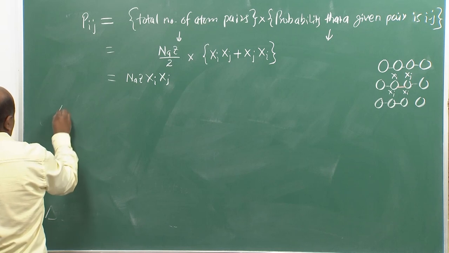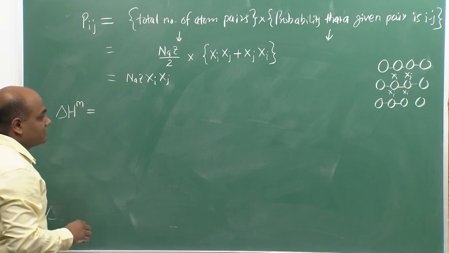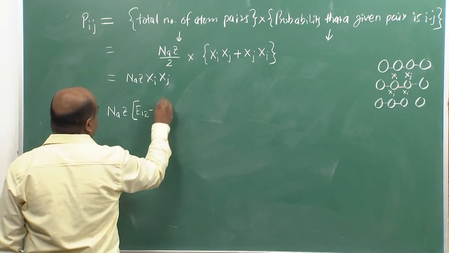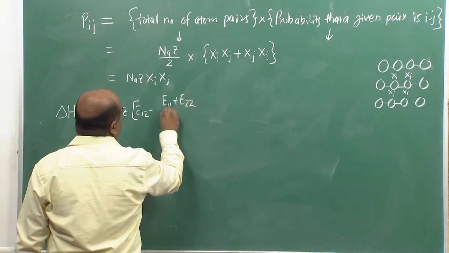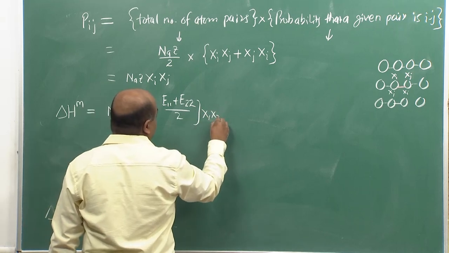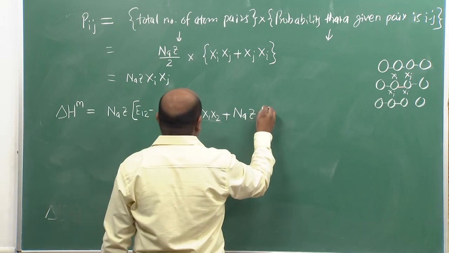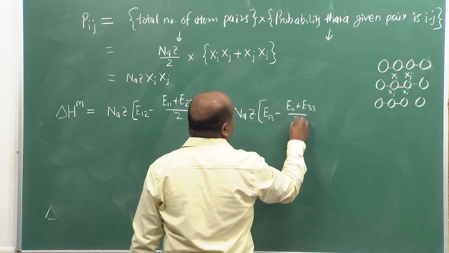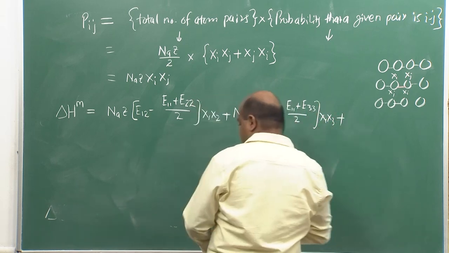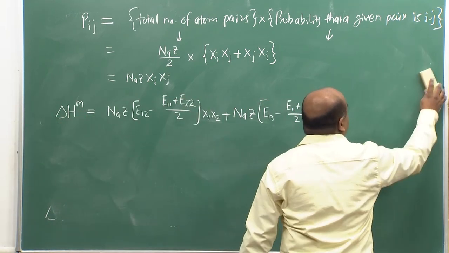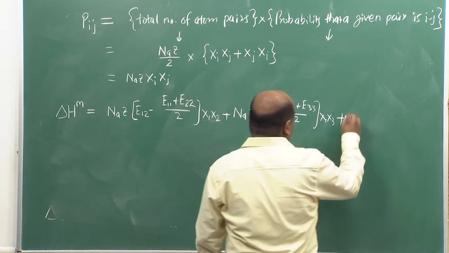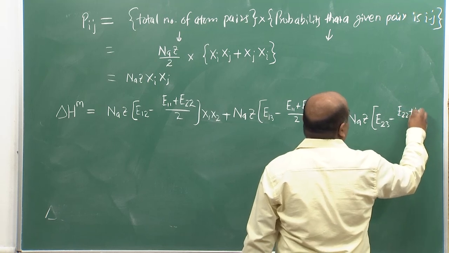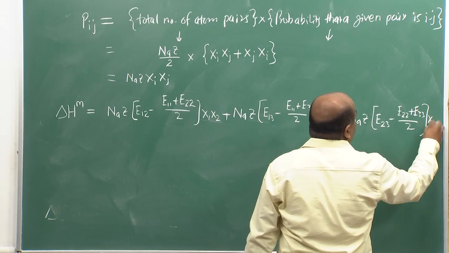So, we substitute there for ternary, we get delta HM is equal to NAZ times E12 minus E11 plus E22 by 2 times X1X2 plus NAZ times E13 minus E11 plus E33 by 2 times X1X3 plus NAZ times E23 minus E22 plus E33 by 2 times X2 X3.